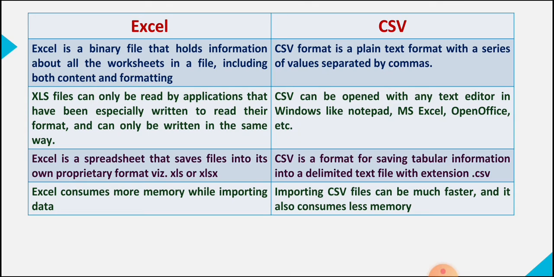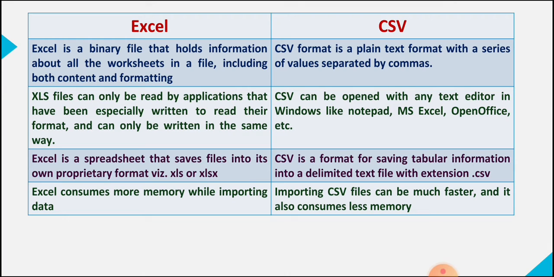But CSV is a plain text format with a series of values separated by commas. So how is the data stored in a CSV file? In plain text format. That means a CSV file stores the content usually in the form of ASCII code. That is a human readable format. It uses ASCII code to store the values.